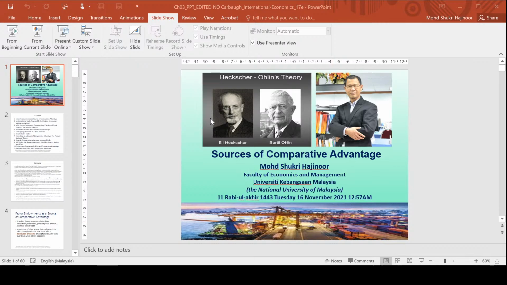Capital stock per worker: more developed countries tend to be higher on K over L, the capital labor ratio. Like the United States and Japan, high, compared with Vietnam, only 24, and the Philippines. I think we went through this last week.